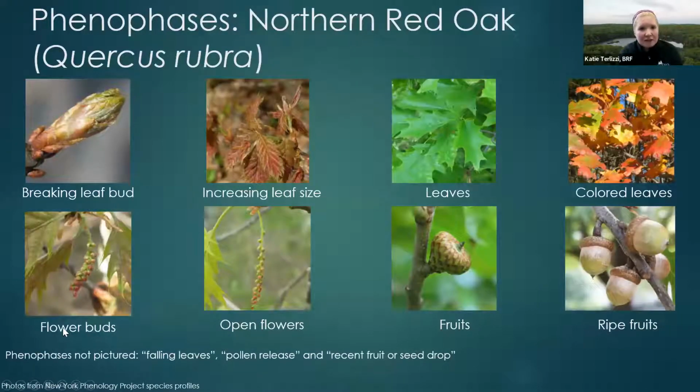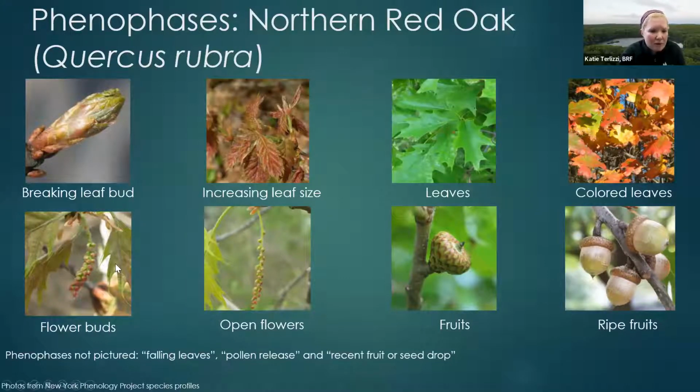And the last one is northern red oak. I think this is a really great picture of a breaking leaf bud. Again, you can see these scales. You can just see this little bit of this leaf peeking out. And eventually we're going to get these small leaves into full-grown leaves, colored leaves in October. And the flower buds and the open flowers for the oak are probably going to be the most difficult phenophase to observe.